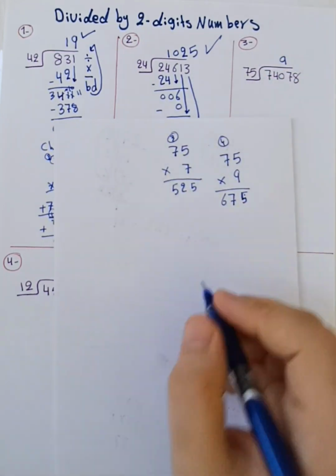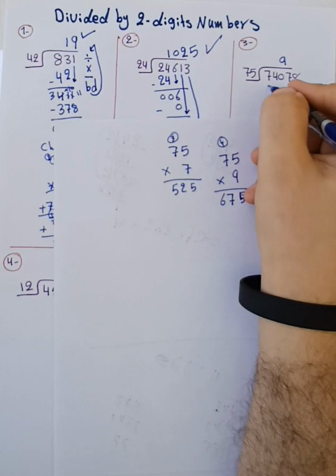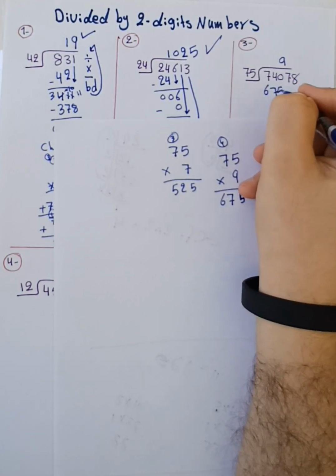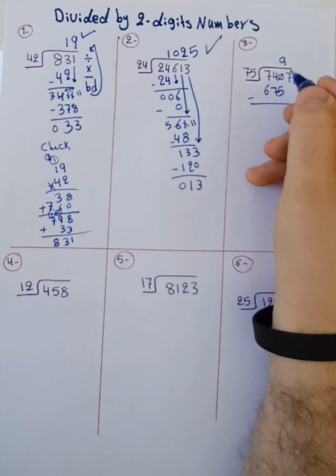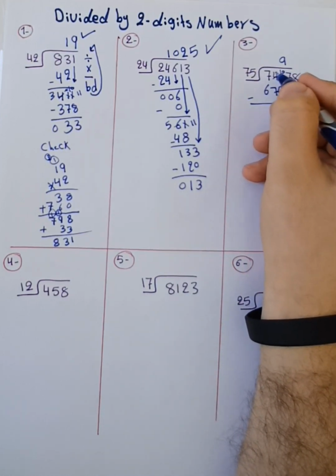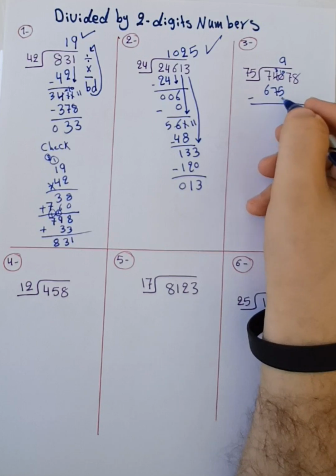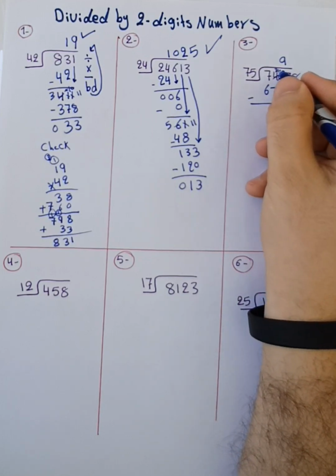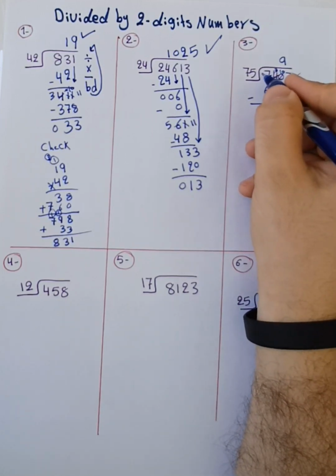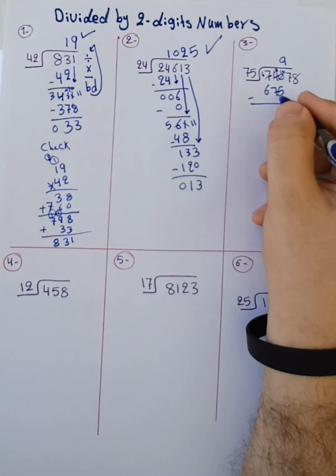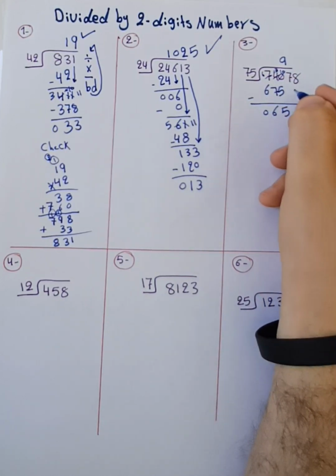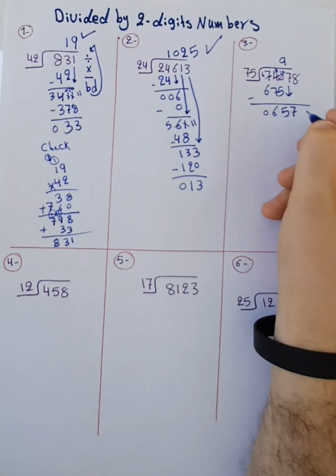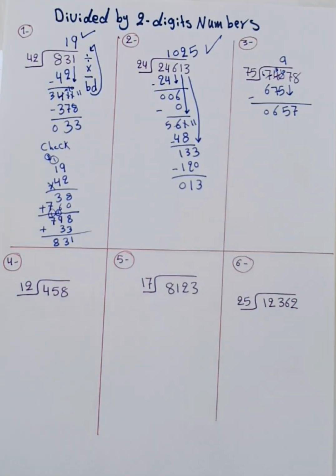9 times 75 equal to 675, and then you have to subtract. This 0 become 10 and 4 become 3. 10 minus 5 is 5. 3 become 13 and 7 becomes 6. 13 minus 7 is 6 and 6 minus 6 is 0. After that you have to bring down 7. 657 divided by 75.